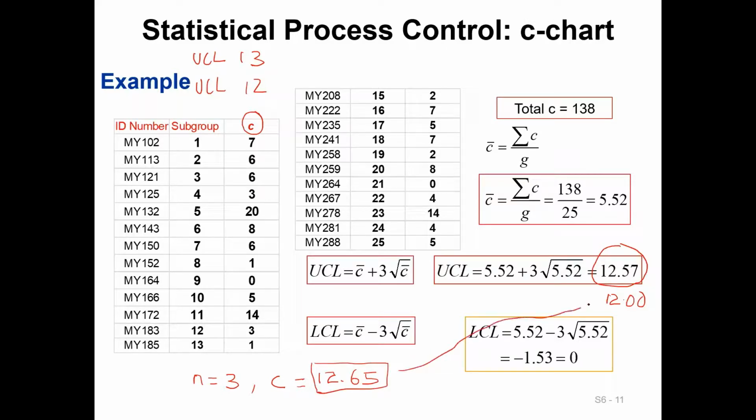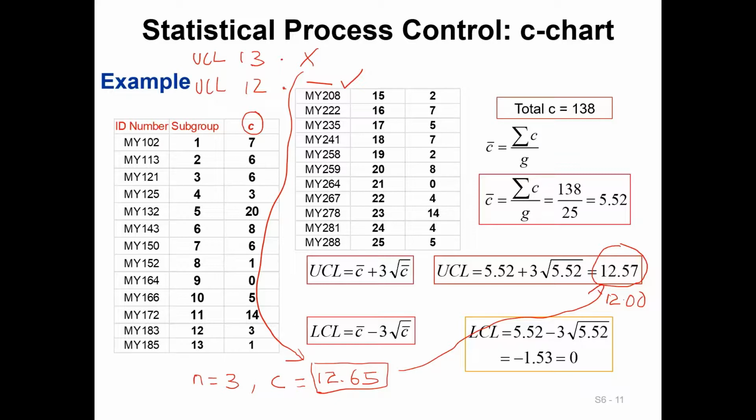If I refer to the actual upper control limit of 12.57, 12.65 is over, so I should reset. However, if I round 12.57 to 13, I will not reset for a C of 12.65. Therefore, I need to set my upper control limit rounded to the lower side. Okay, and the lower control limit is equal to 0.